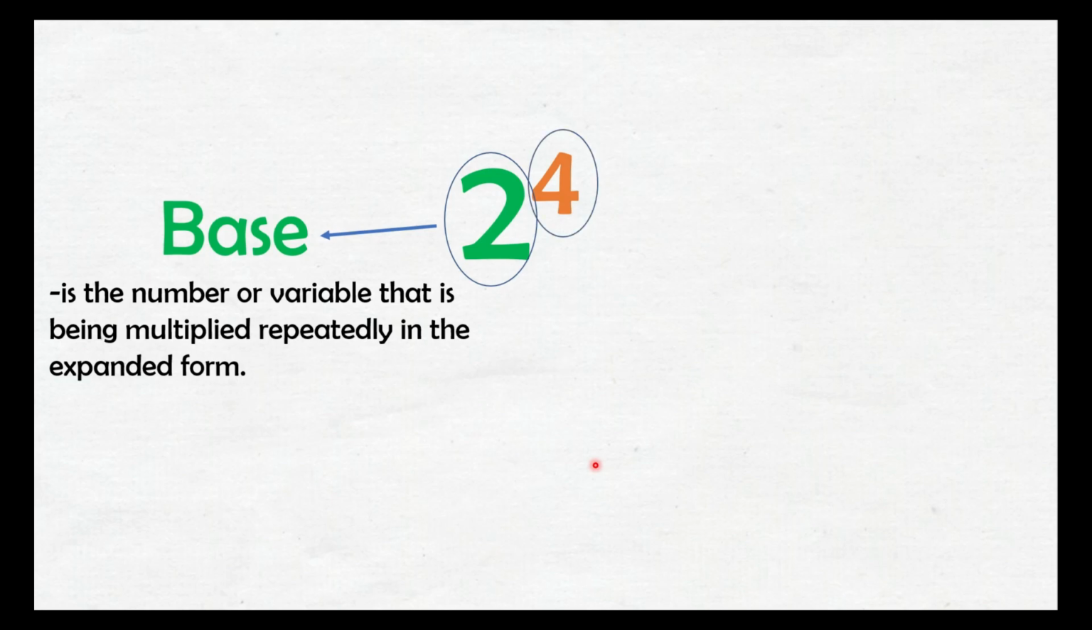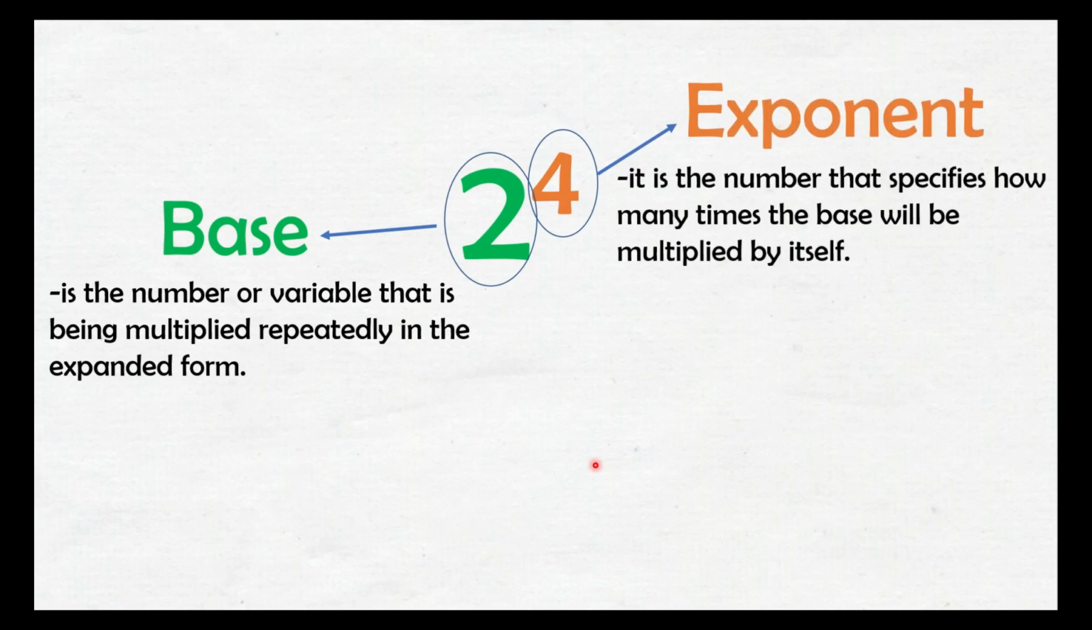At yung number naman na nasa upper right side, ito yung tinatawag nating exponent. Ang exponent, it is the number that specifies how many times the base will be multiplied by itself. So, ito yung nag-specify kung ilang beses natin uulitin si base para i-multiply sa sarili niya.